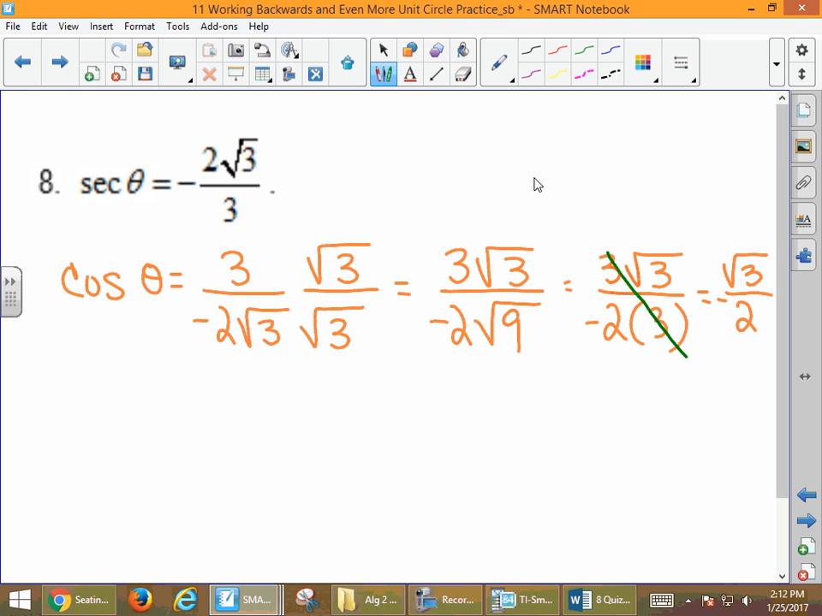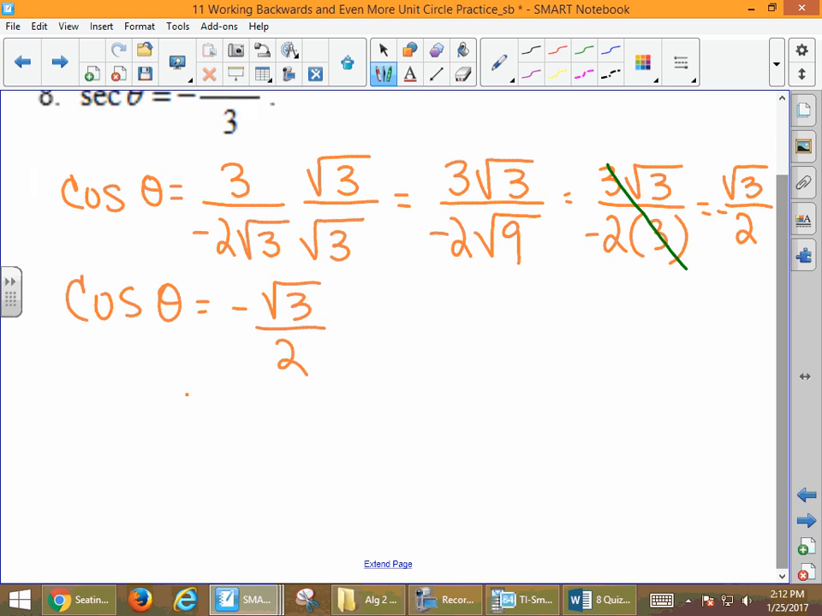So once we know that, I'm going to write it just a little bit better so we can see it. Cosine of theta is negative radical 3 over 2. Notice that it doesn't matter. I just moved the negative from the bottom to the top. We're allowed to do that. That whole fraction is negative. But now what we want to know is, really, what does theta equal? So we have to find values on the unit circle.